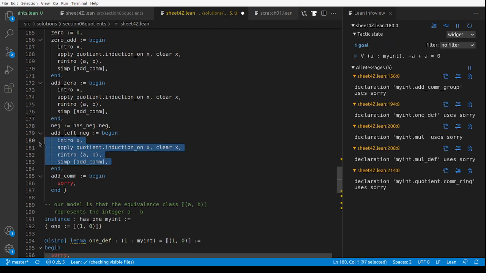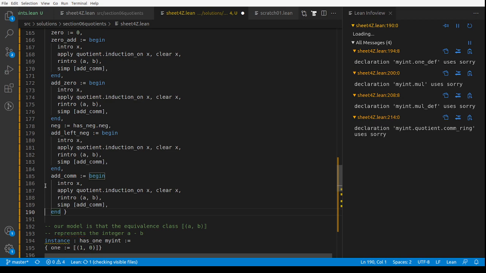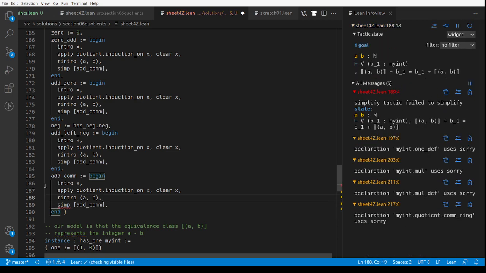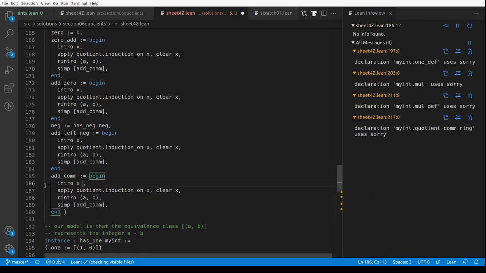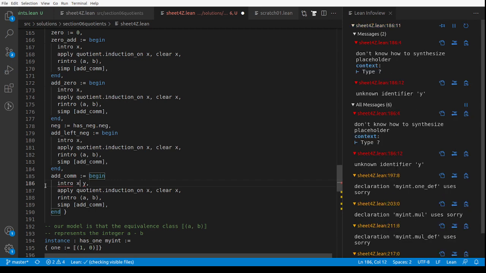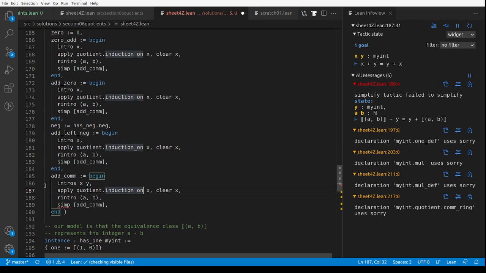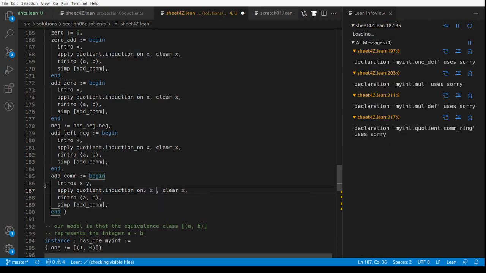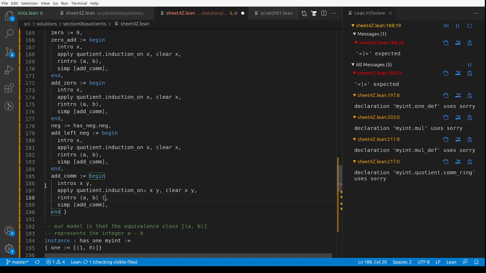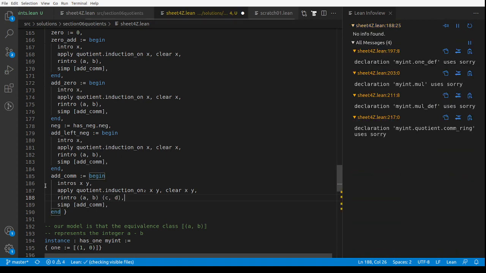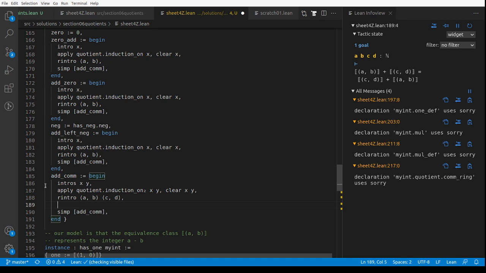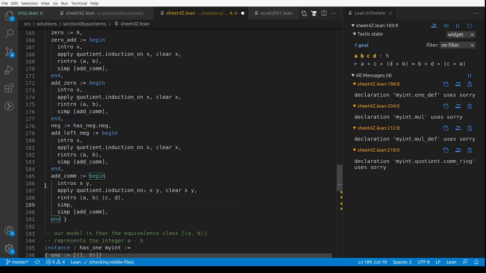let's try this. Is what you would have thought that commutativity of the addition on the integers would boil down to. That's because this is wrong. We need to do addcom. Addcom's got 2 variables, so this is on 2 x y, clear x y, and then we need to intro a b c d. Now let's see. There you go. That one's worked. So what did it boil down to?